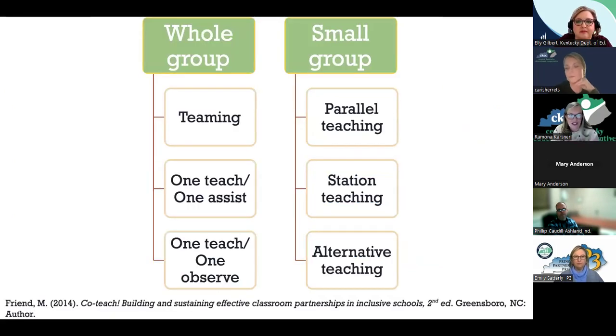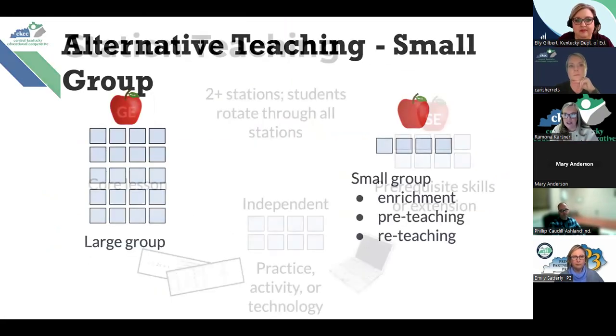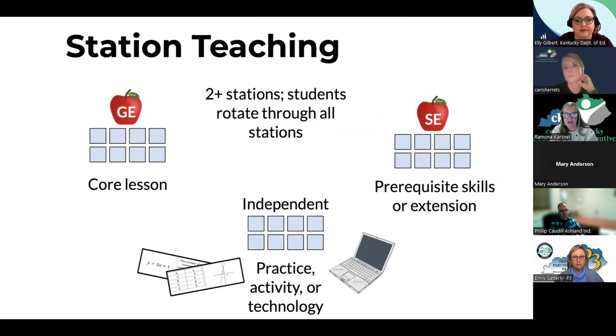We go through the co-teaching models, but the big one that we want you to focus on is the station model. And so that's where we feel it gets the biggest bang for the buck. And we look at having stations. That's where you can really get that intentional, specially designed instruction for your students in those stations. Any questions for Carrie or me?